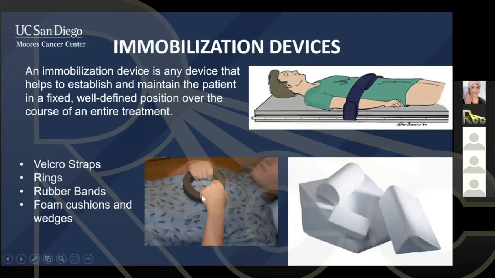These rings, patients can hold on to. It just gives their hands something to hold on to if we're treating their pelvis. Obviously, we don't want to be treating their hands and arms as well, so the ring is something for them to hold on to. We use rubber bands that go around the patient's feet to keep their feet and legs in the same position. Then we also use foam cushions and wedges.